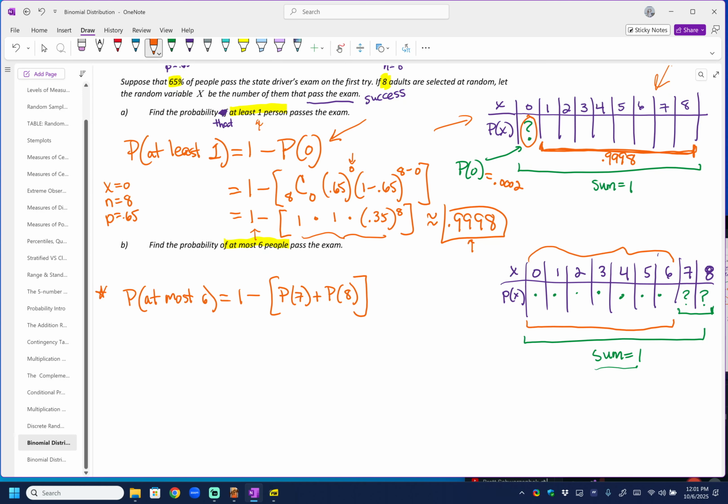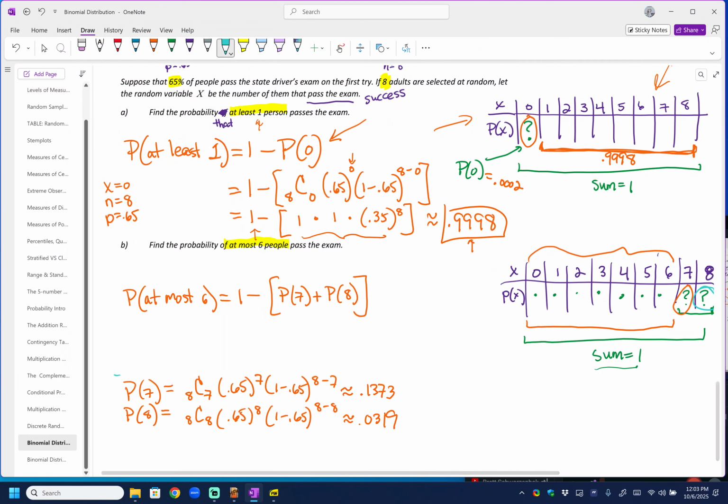Here they are. So we have these 2 probabilities now computed and can enter them into the above scenario of at most 6. Make sure you have grouping symbols and such. This is 0.1373. We need to add 0.0319. These 2 together make 0.1692. So then when we subtract that from 1, we get about 0.8308.